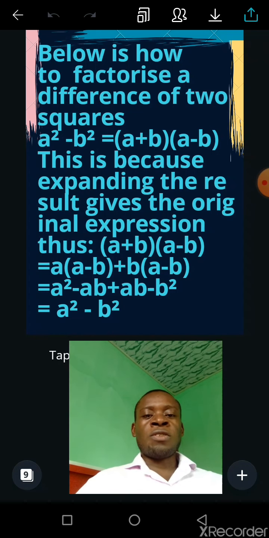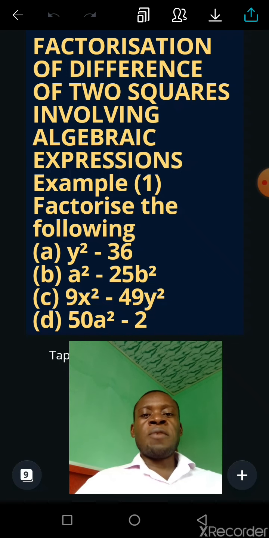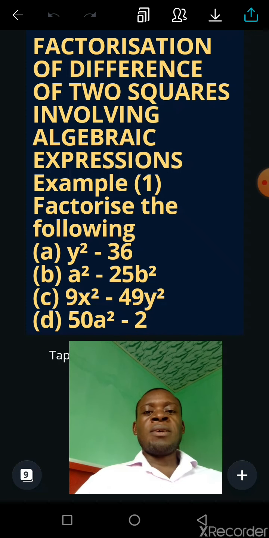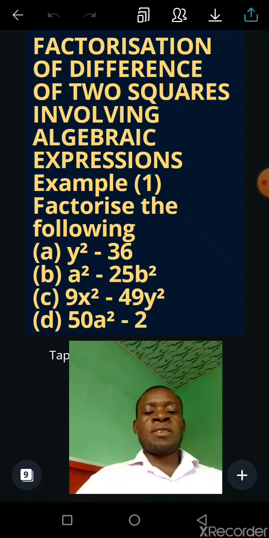The next is factorization of difference of two squares involving algebraic expressions. Example 1. Factorize the following: a, y squared minus 36; b, a squared minus 25b squared; c, 9x squared minus 49y squared; d, 50a squared minus 2.